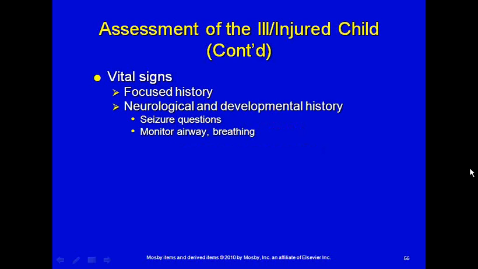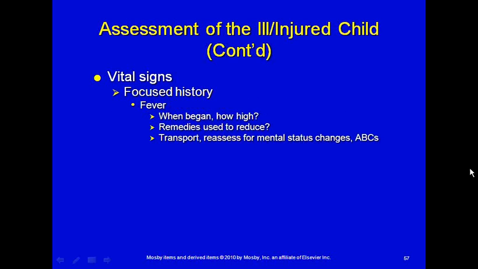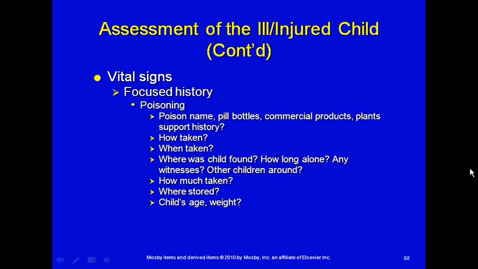As far as your neurological developmental history, particularly in a patient who's unresponsive, do they have any sort of seizure history? And ask questions about that. If they are hot and have a fever, when did it begin? How high did it get? What's been used at this point to reduce the fever? And then transport and reassess for mental status changes. But understand, fever again is a symptom or a sign that something is wrong, they could be fighting an infection, could be septic, those sort of things.